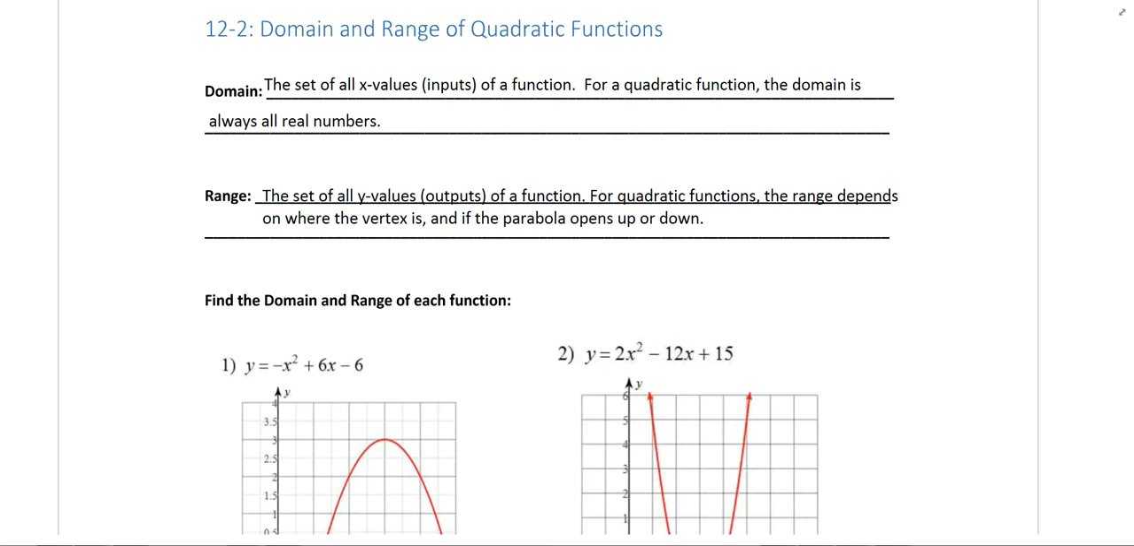Hi, this video is for section 12.2 for Math 2. We're looking specifically at how to find the domain and the range of quadratic functions. So to begin with, let's go over the definition of what a domain and range are.